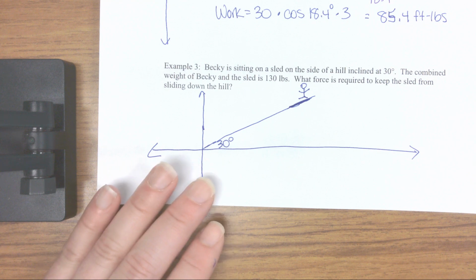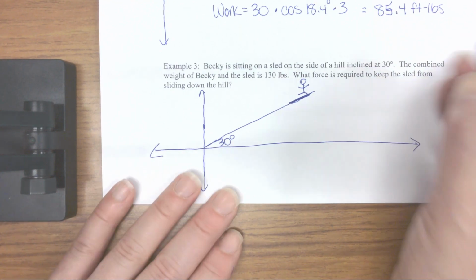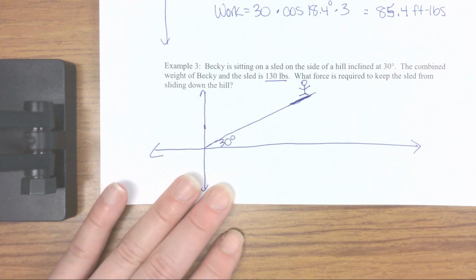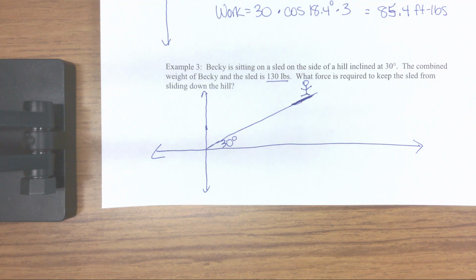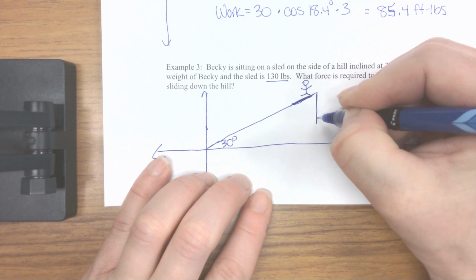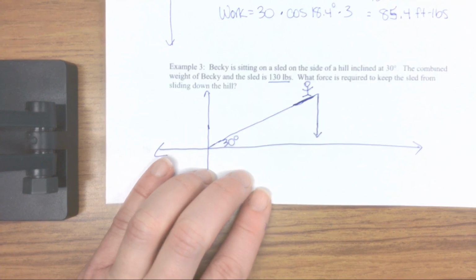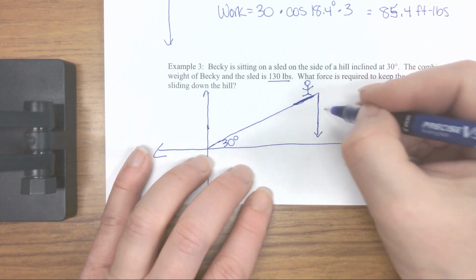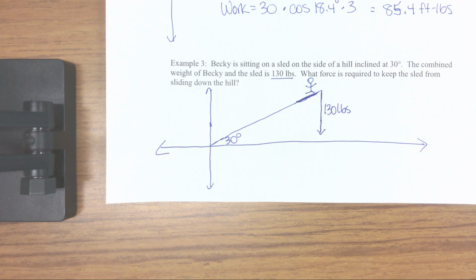All right, so the combined weight of Becky and the sled is 130 pounds. Okay, so this is a key thing. This is a force. The combined weight of something, even if it's on the hill, would go straight down to the ground. So what we're going to do is draw an arrow straight down to the ground with it. It is going to be a triangle, Drew. And we're going to put a 130 there because there is a force, a weight that's pulling it down.